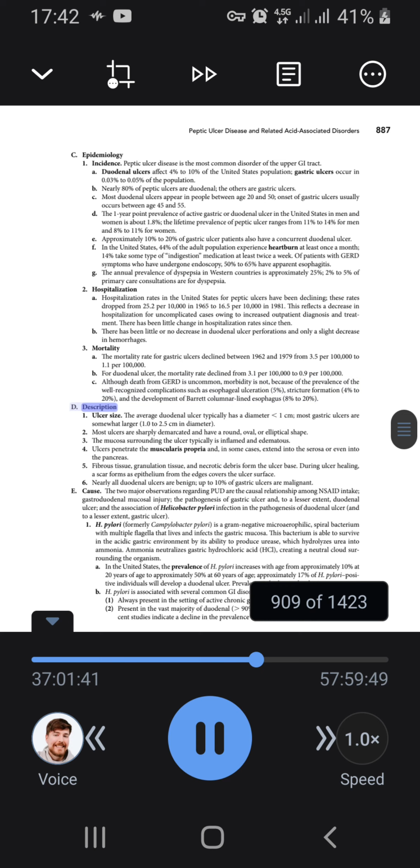D. Description. 1. Ulcer size. The average duodenal ulcer typically has a diameter of 1 centimeter. Most gastric ulcers are somewhat larger, 1 to 2.5 centimeters in diameter.